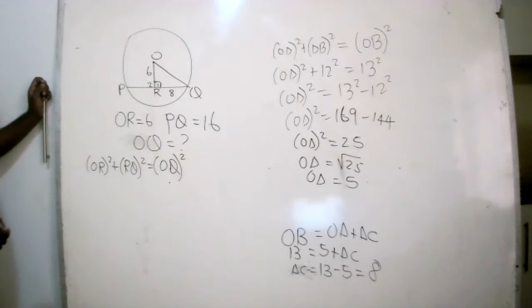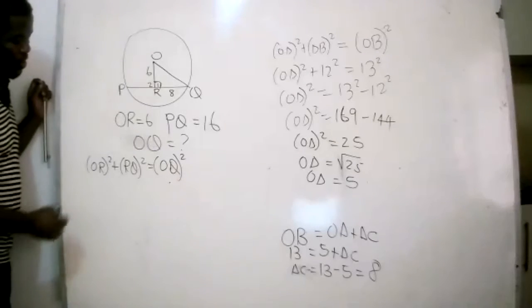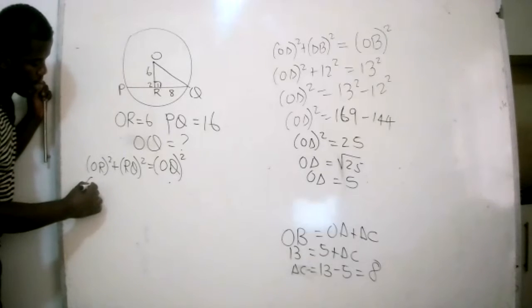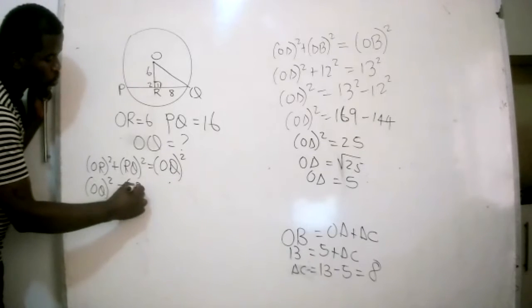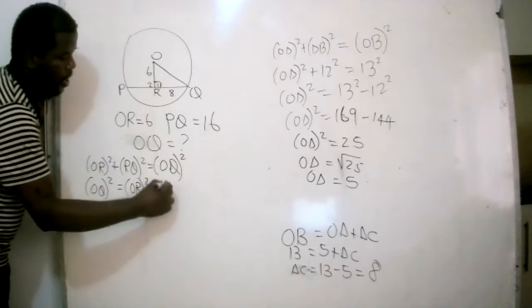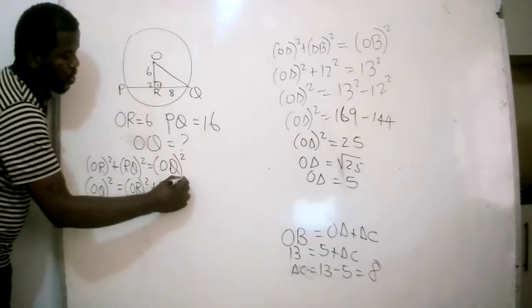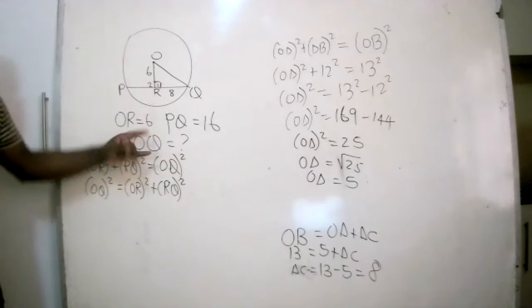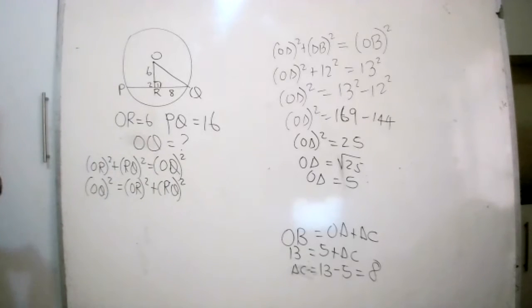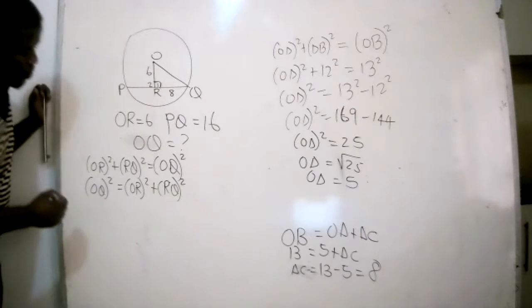Yes. So this theorem here, you are allowed to write it as OQ squared, which is equal to OR squared plus RQ squared. So you haven't violated any rule by doing so. You just write it in another way, and then you will have what is needed. So that is clear, right? Yes. Then from there, we substitute.